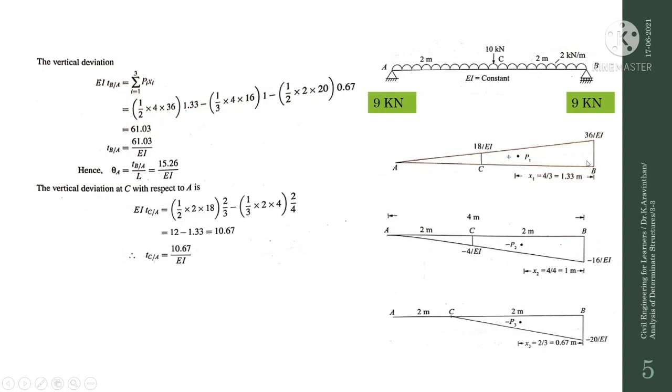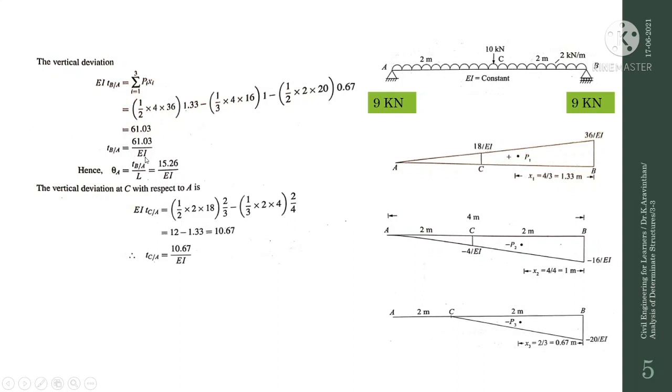The area is half B H, half into base is 4 meter and height is 36, into the centroid 1.33, and this will be positive, and these two items will be negative. Here, since it is a parabola, the area will be 1/3 into base 4 meter and height 16, so 1/3 of B H. And for the last triangle, half into base 2 meter and height 20, and the centroid is 0.67. If you multiply, you will be getting 61.03.